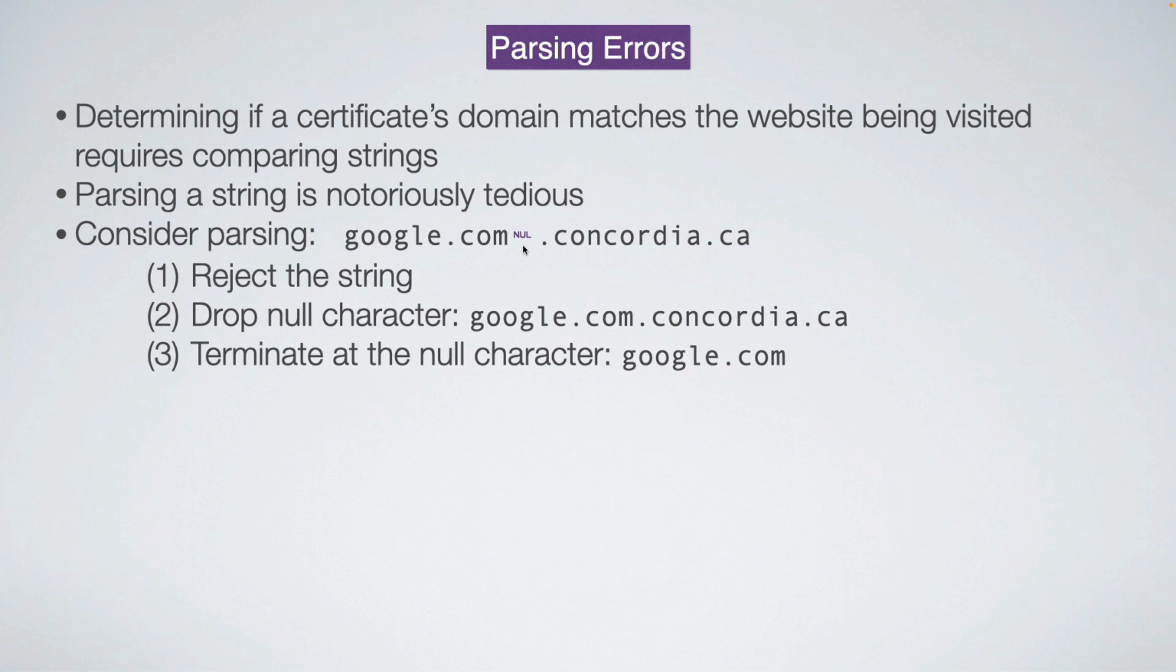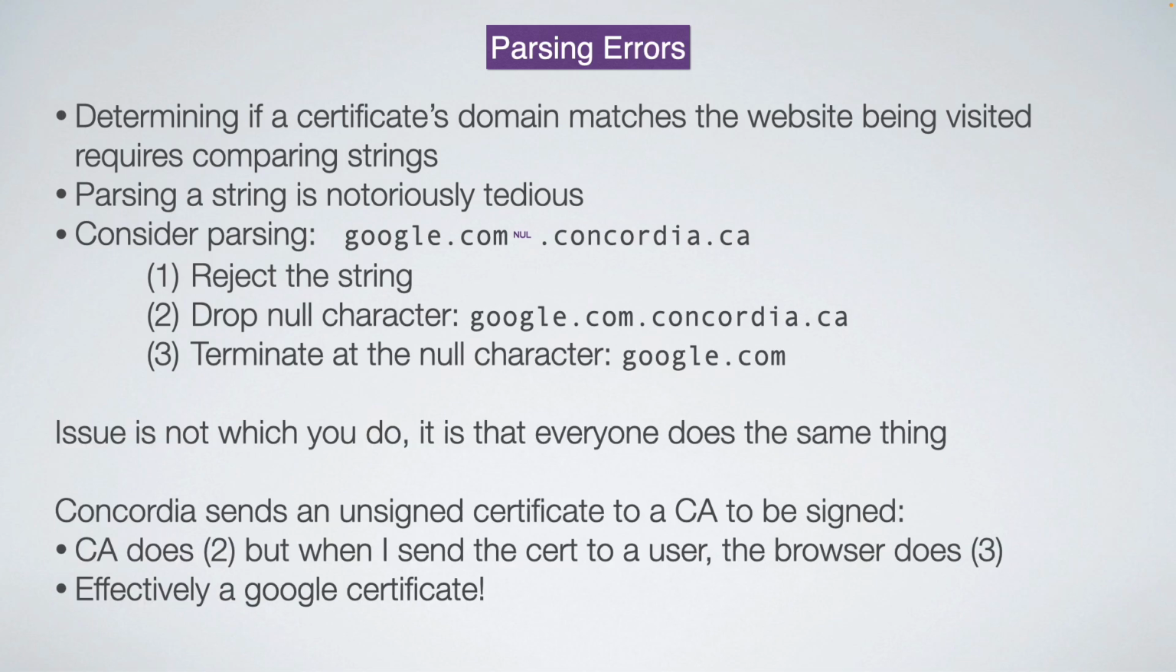Your CA that you're asking the certificate from, they're written in C, they're doing one thing. Your browser is not written in C, they're doing a different thing, right? Or vice versa. My browser's written in C, I'm looking at the certificate thinking it's a google.com certificate, right? But the CA, when they signed it, they were just dropping the special character. And so when the CA signed it, they thought it was a concordia.ca certificate, okay? And because the person who requested the certificate did actually control concordia.ca, they were able to get that certificate with it, okay?